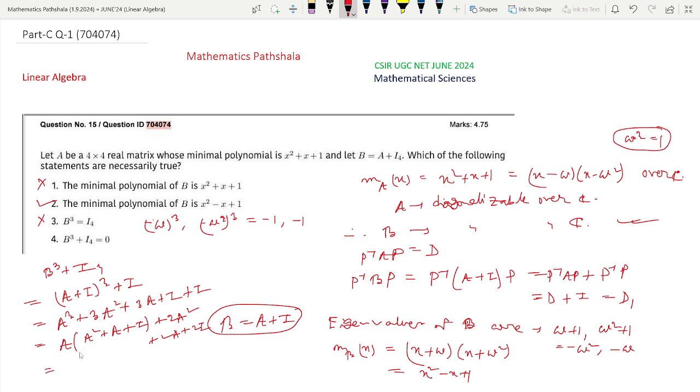The minimal polynomial of A is x square plus x plus 1. So we have A square plus A plus I equal to 0. So this is A into null matrix. And also if we take common 2 from the rest, we also get A square plus A plus I, that is also a null matrix. So ultimately we get this is 0. So B cube plus I equal to 0 is the correct option. So here only 2 and 4 are the correct options. This is the solution of this problem.